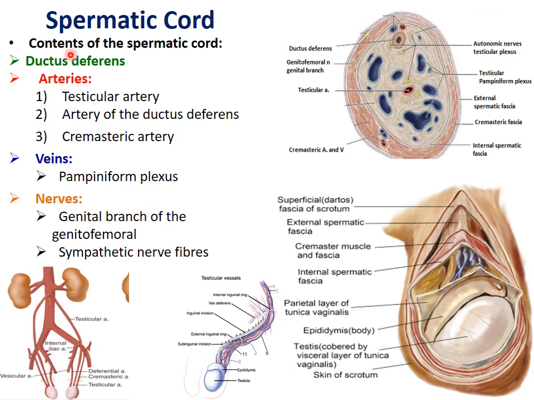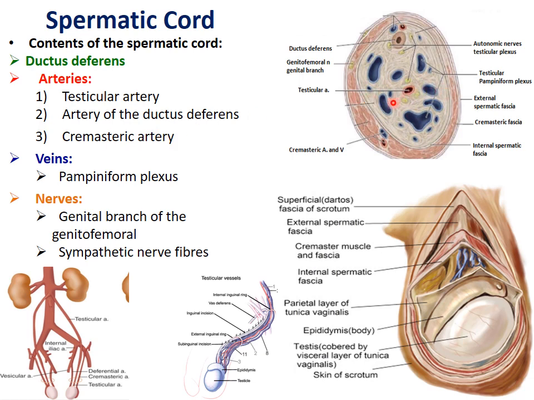They are the contents of the spermatic cord. So what are the contents? The ductus deferens, coming from the testis. Then the arteries. We have discussed in this picture previously that there are three arteries going towards the testis and the scrotum. The first is the testicular artery going to the testis. Then the artery to the ductus deferens, and the third is the cremasteric artery, supplying the cremasteric layer of the spermatic cord. So in the spermatic cord, we have three arteries: the testicular artery, the artery to the ductus deferens, and the cremasteric artery.